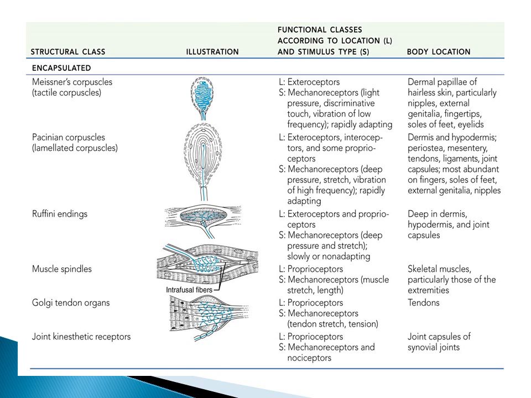The Meissner's corpuscles are located in the dermal papillae of hairless skin, particularly in the nipples. They're dense in the genitalia, in the fingertips, in the soles of the feet, and in the eyelids. And it's the Meissner's corpuscles that we test when we are testing for two-point discrimination on the fingertips. They're very densely located in the dermal papillae of the fingertips. And if you remember, the dermal papillae are those ridges right underneath the epidermis that give us our fingerprints.